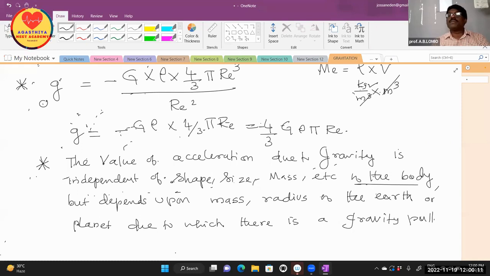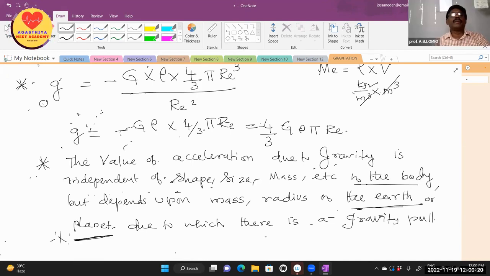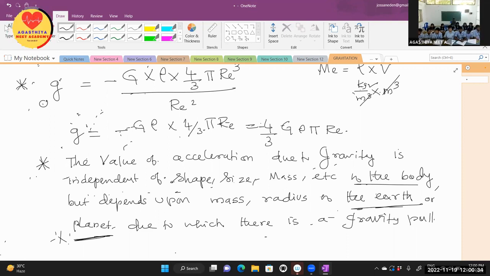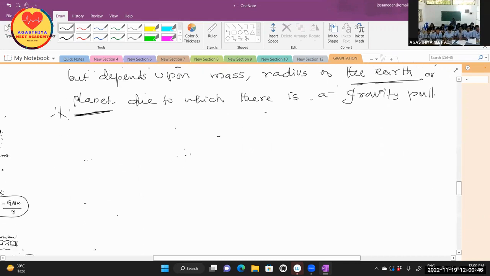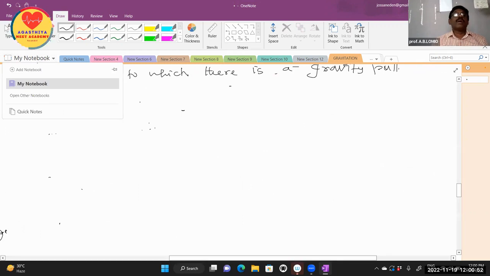This is independent of the mass of the body, but it depends upon the earth parameters or planet parameters. Okay, thank you. Next. Kindly note down these points.